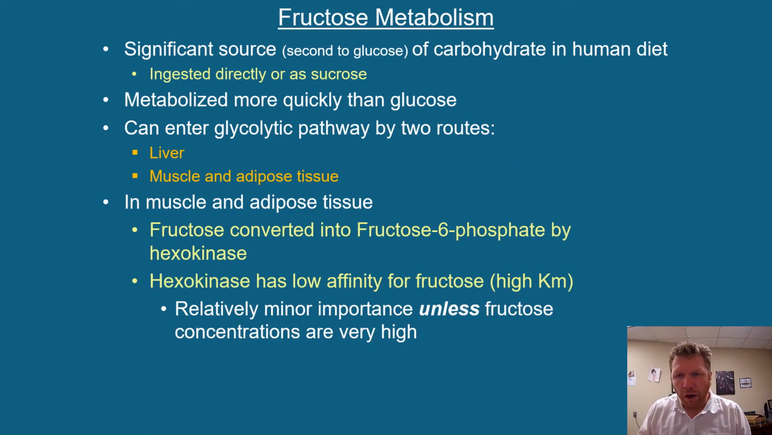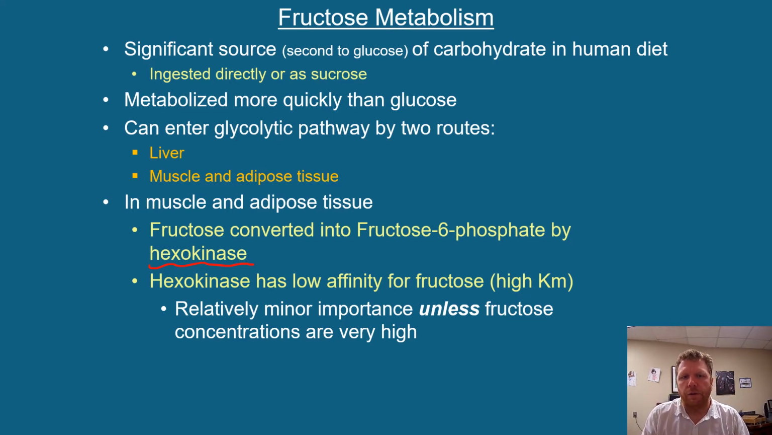All right, so to contrast fructose metabolism in muscle and adipose tissue with the liver, we're using a different enzyme. This is an enzyme that we're a little bit more familiar with. This is our hexokinase. Again, our prefix is hexo, meaning 6. So we can use basically any 6-carbon sugar, so we're going to be able to phosphorylate that.